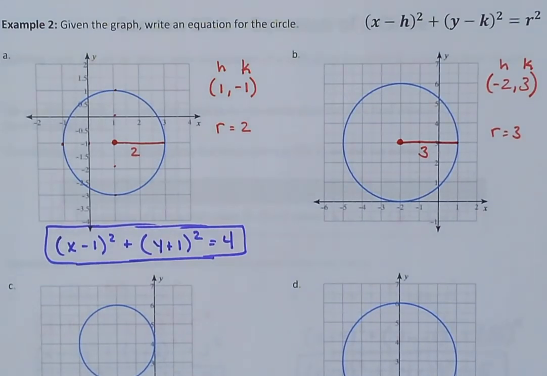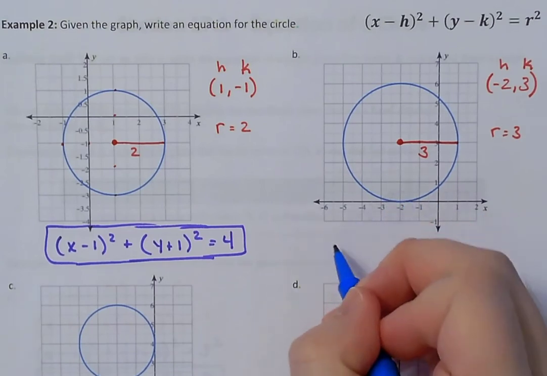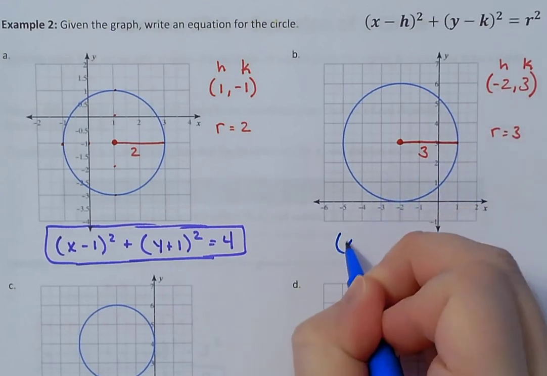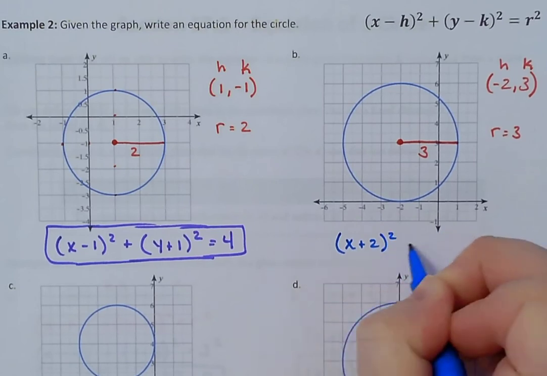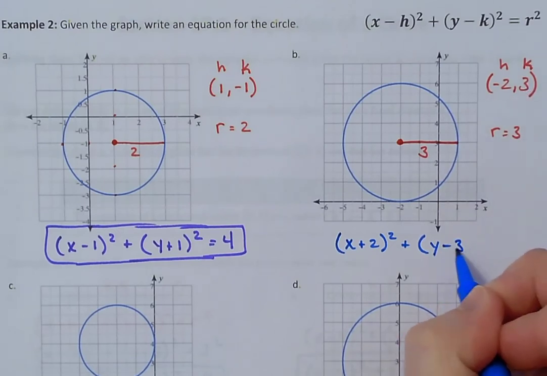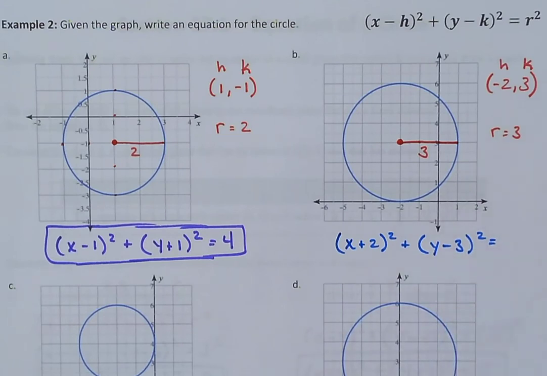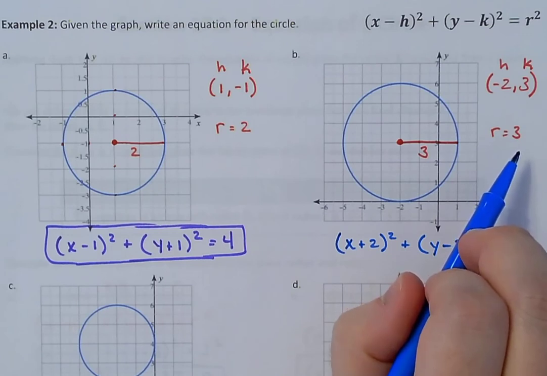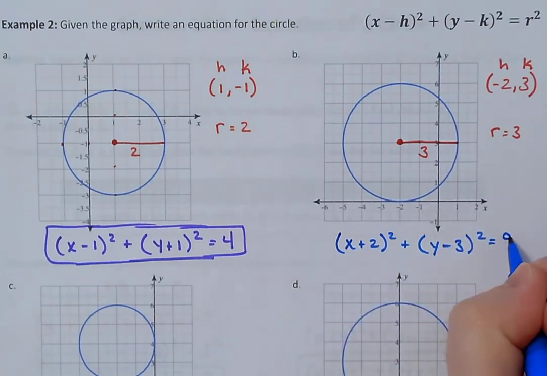All right, so now that I have my center and my radius, I have everything I need to write my equation. So it's x minus h, and my h value is -2. So minus a -2 is plus. So this is (x + 2) squared plus (y - k). My k value is 3, so it's (y - 3) squared equals r squared, and my r value is 3, so 3 to the power of 2 is 9.